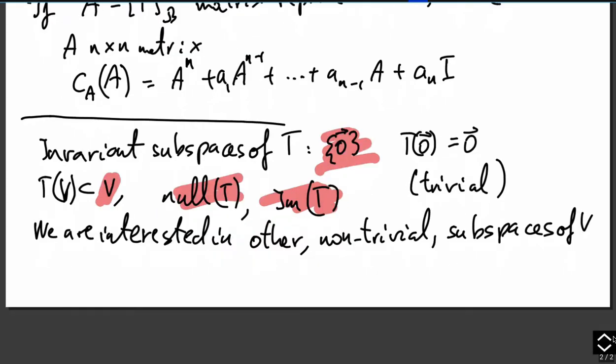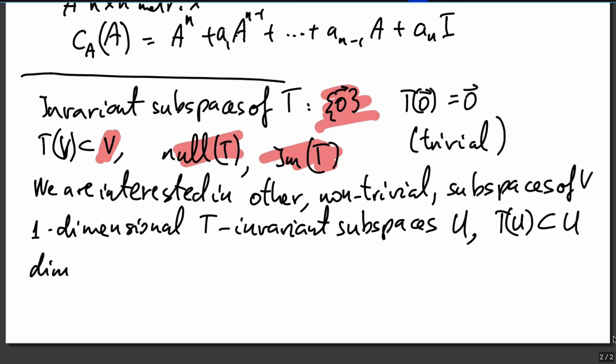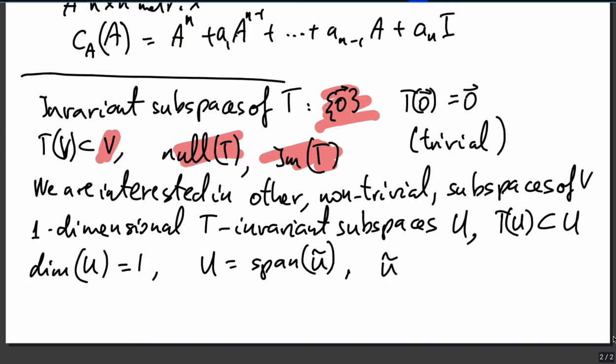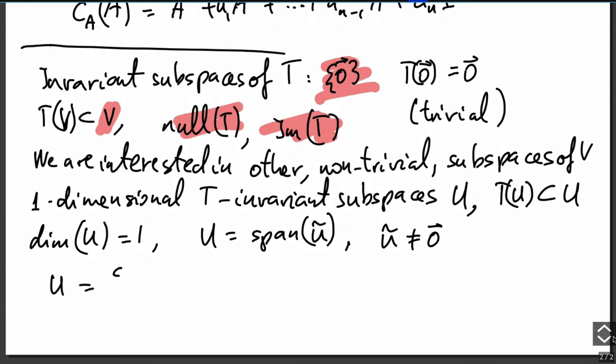And we start with one-dimensional T-invariant subspaces. So these are subspaces U, and what we have is that T of U is a subset of U, and the dimension of U is 1. If the dimension of U is 1, that means it has a basis with one non-zero vector. So that means that U equals the span of some vector. Let me denote it with U tilde. And then this U tilde vector is not the zero vector. What this means is that U equals scalar multiples b times U tilde of this vector, where b is from the scalar field.